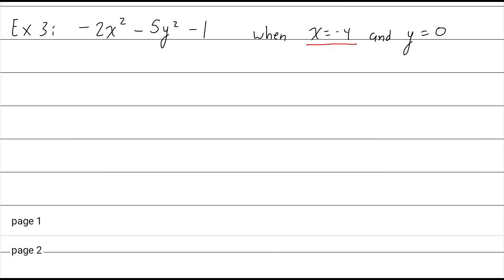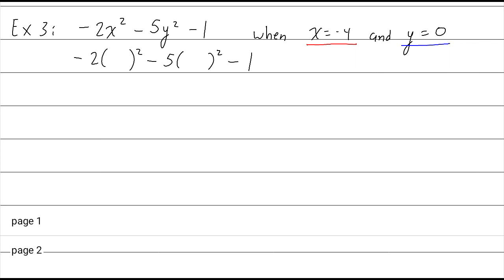Okay, example 3. I want to evaluate the expression negative 2x squared minus 5y squared minus 1 when x is negative 4 and y equals 0. I like to color code these a little bit, so we'll call this one the red one and this one the blue one. I'm going to rewrite the expression just like I see it, except with blanks, parentheses, where the variables are. And then I'll plug them in.